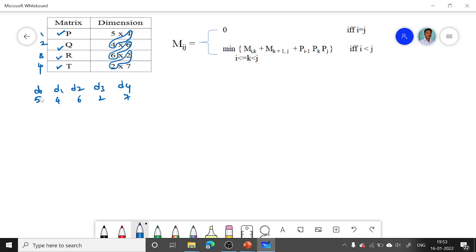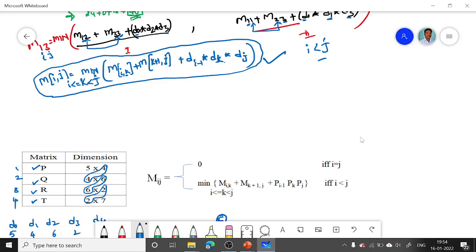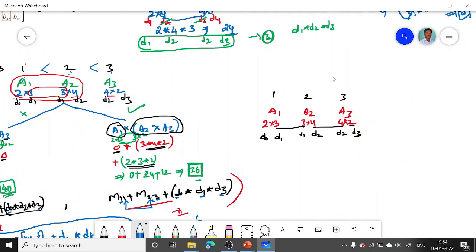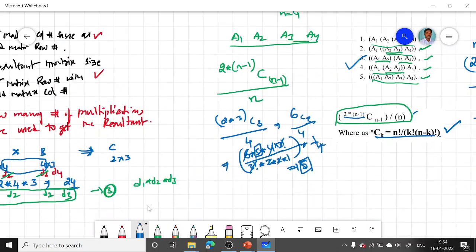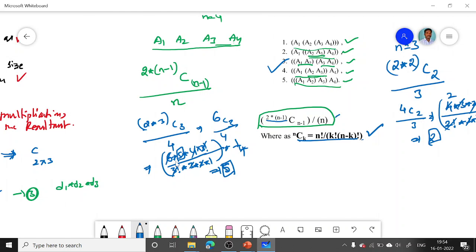And we are talking about now dynamic programming. We know the dynamic programming is going to be find all possible solutions. And we know how many possible solutions with four matrices for the matrix multiplications. So according to that formula, 2 into n minus 1 c combinations of n minus 1 by n, totally we have the 5 different possibilities. So these are the 5 different possibilities we have.